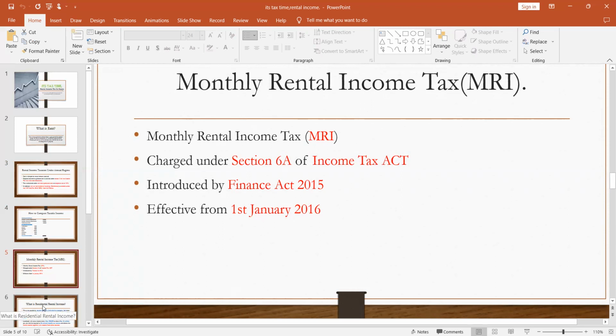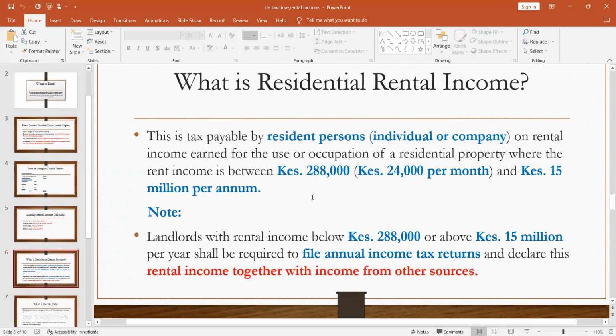So then what happens? What is residential rental income under that regime? Remember that this tax is payable by a resident person, whether an individual or a company, on rental income from the use or occupation of a residential property where the rent income is between 288,000 annually. Per month, you just divide 288,000 by 12, then we talk about 24,000 per month, and up to a maximum of 15 million per annum.